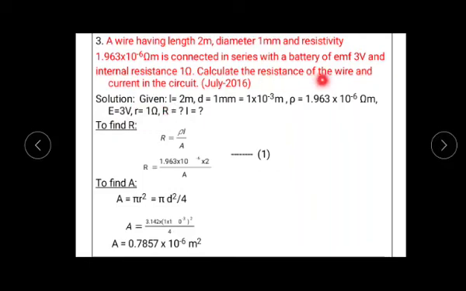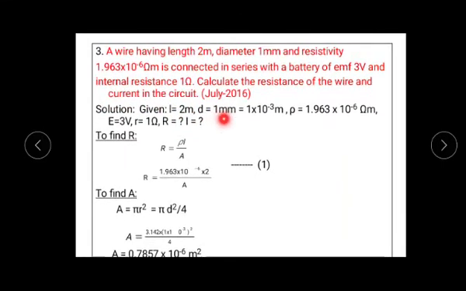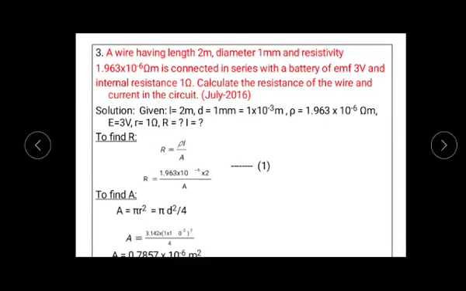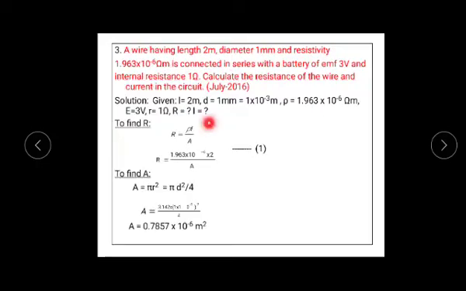Calculate resistance of the wire. So resistance of the wire means capital R is equal to how much, and current in the circuit. So I is equal to how much. So how to solve this problem? These are given quantities. Now let us solve it. To find resistance R, use this formula. R is equal to rho L divided by A.